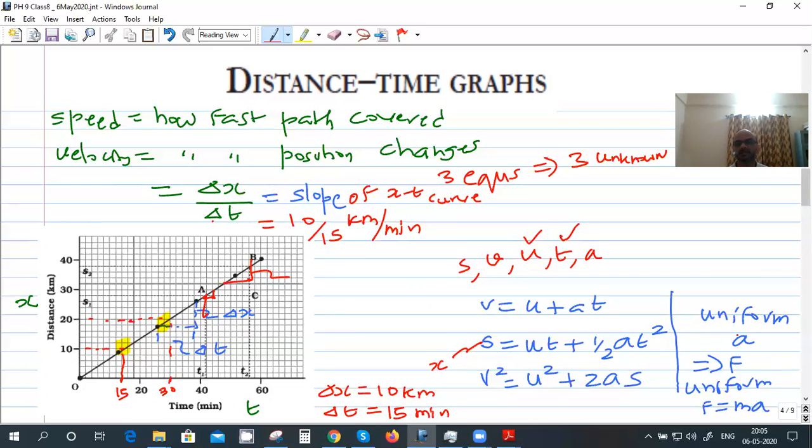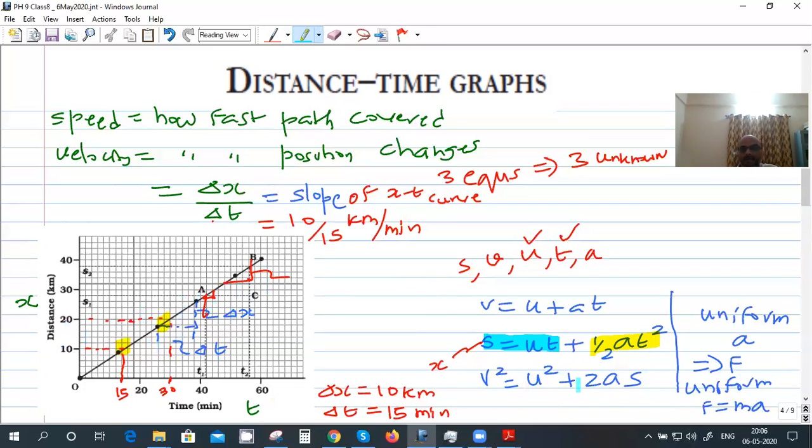And since acceleration is 0, the second term is vanishing. Okay, that is why the plot of distance versus time is a straight line. This is the equation of a straight line, the remaining thing. This is a straight line, right? If you don't have the second term. Yes. That's why it's a straight line. It is consistent with acceleration being 0.